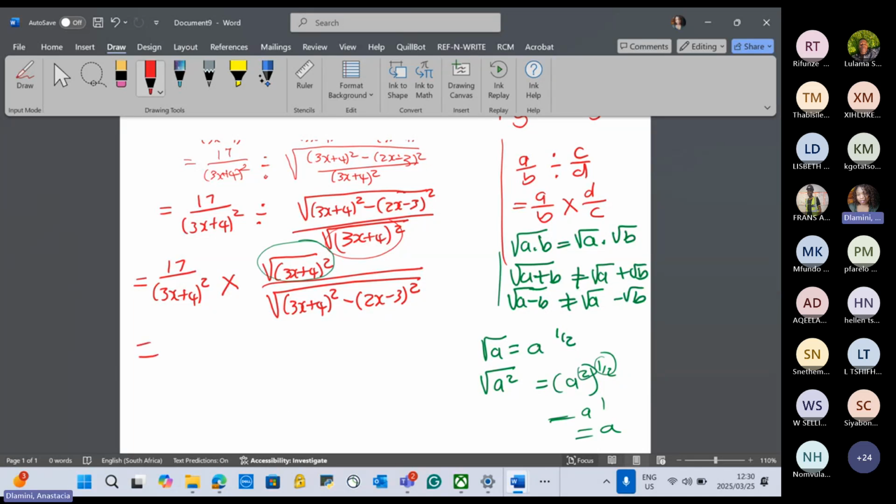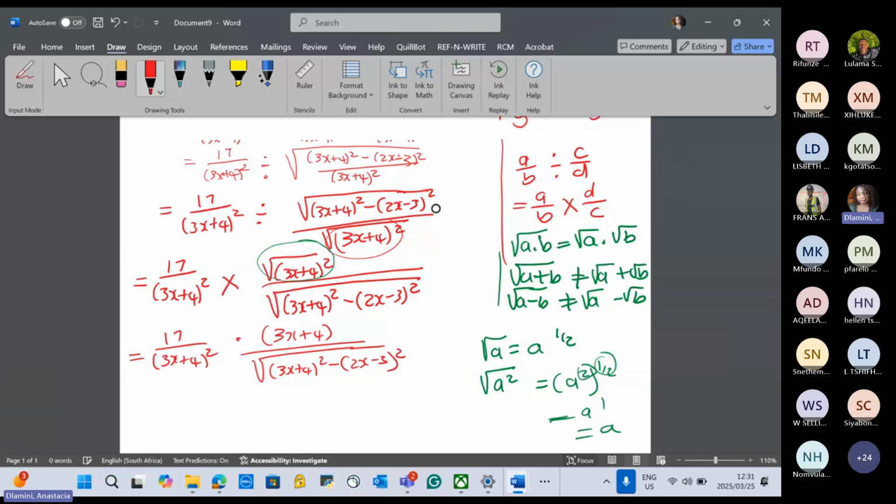I'm not saying what you guys are trying to do is wrong. There are certain methods where you just have to look at your rules. So the top part will be what? It will just be 3x plus 4 over square root of 3x plus 4 squared minus 2x minus 3 squared.